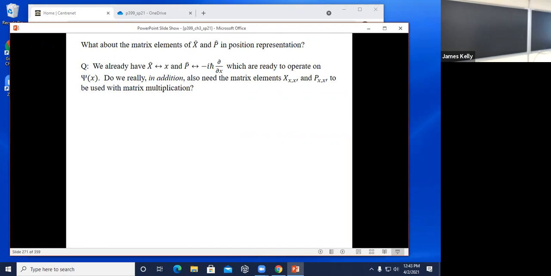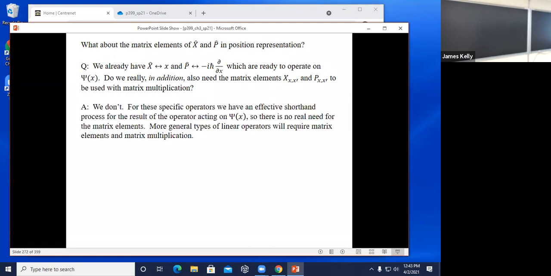And the answer is, really, we don't need them in this particular case. For more general kinds of operators, you do need them. You can't always get a shortcut method like we have for this, but somebody gives you a function of x, you know how to apply both of these operators. You don't need to think about matrix multiplication. But in general, the matrix elements tell us how to apply an operator in a particular representation.